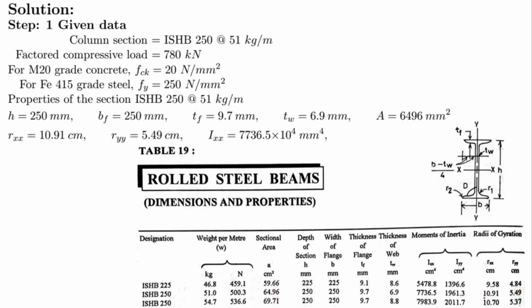rxx is equal to 10.91 centimeter. Then ryy is 5.49 centimeter. Then Ixx is 7736.5 centimeter to the power 4. If I convert it to mm to the power 4, I have to multiply it by 10 to the power 4.